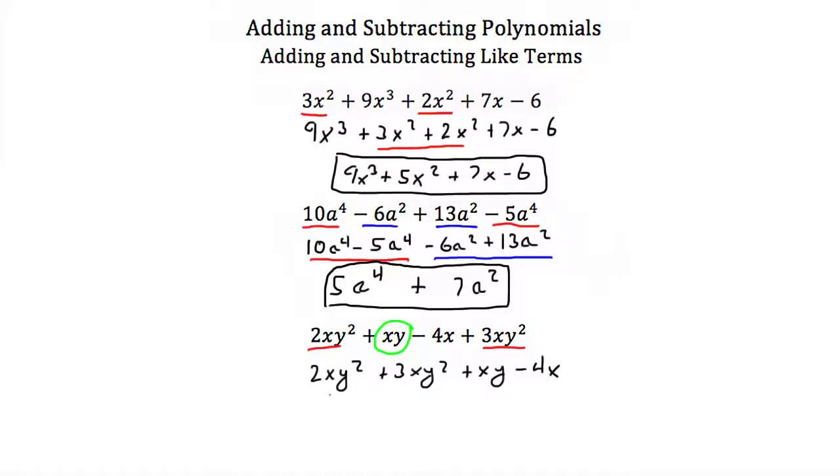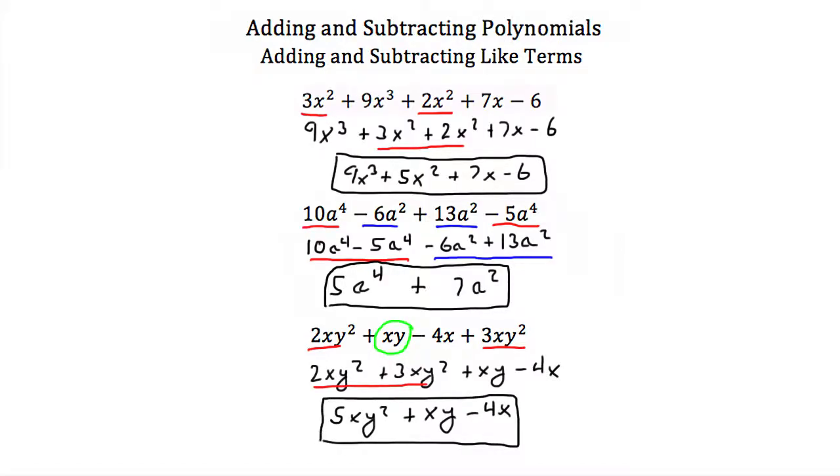Next, you just add the coefficients of your like terms. So if I have 2xy squared and I add 3xy squared to that, I'll end up with 5xy squared. And then the other terms just carry along. So we'll have plus xy minus 4x. And this would be our simplified expression.